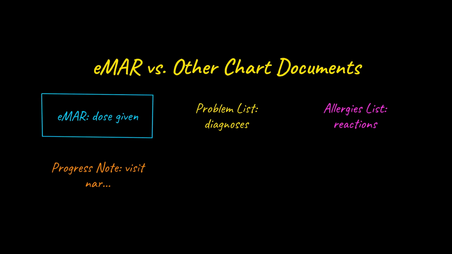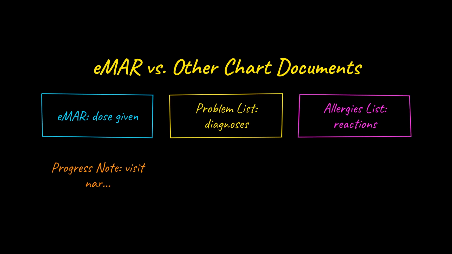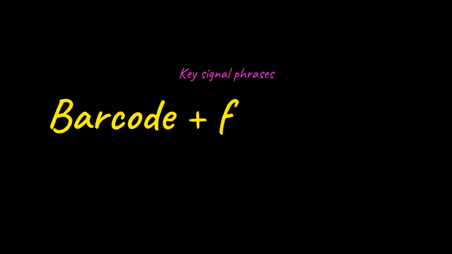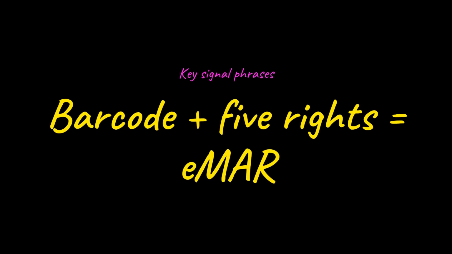Exam questions often test whether you can distinguish the EMA from lookalike documents. The problem list tracks diagnoses, the allergies list records reactions, and progress notes describe the visit narrative. Only the EMA captures the moment-to-moment record of medications actually administered. When a question stem mentions barcode scanning, wristbands, medication labels, 5 rights, or timestamps of doses given, it is pointing to the EMA. Order entry, pharmacy dispensing, and medication reconciliation are related but distinct steps. The EMA owns administration.